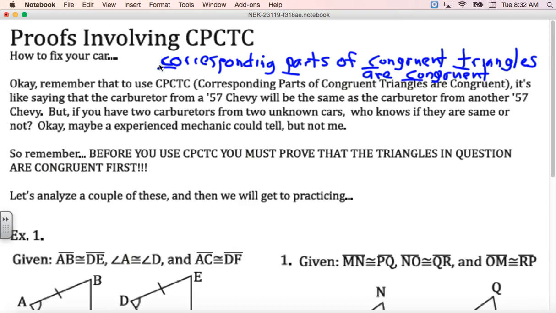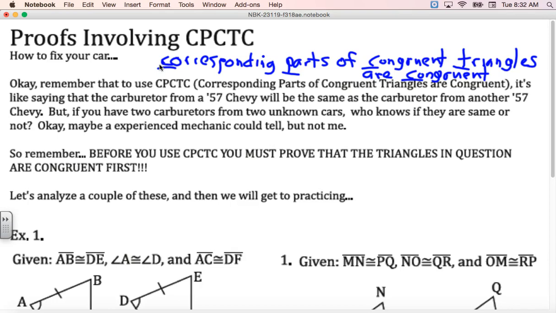Alright, and when you see that, essentially what you're saying is if you know that the two triangles are congruent, then you know all of their corresponding parts are going to be congruent to each other also. Remember, it's basically like saying that if you have a carburetor from a 57 Chevy, just as an analogy, that's going to be the same as the carburetor from another 57 Chevy. But if you have two carburetors from two different kinds of cars, then they might be the same, or they might not. We don't know. But if it's coming from the same car, then they got to be the same part.